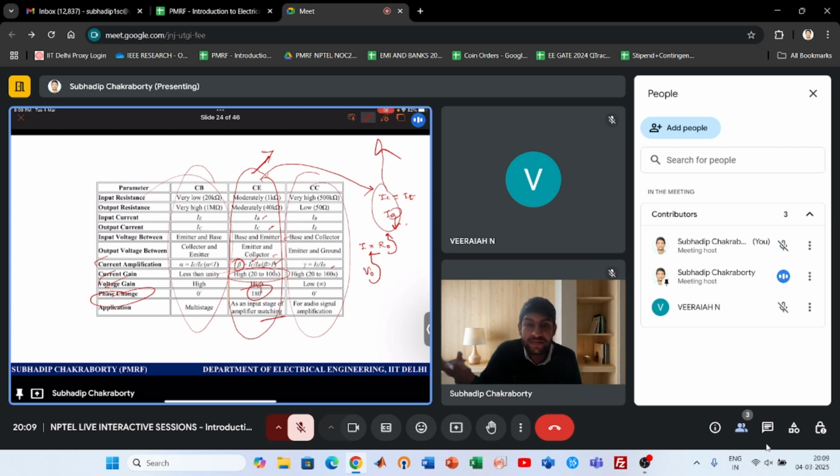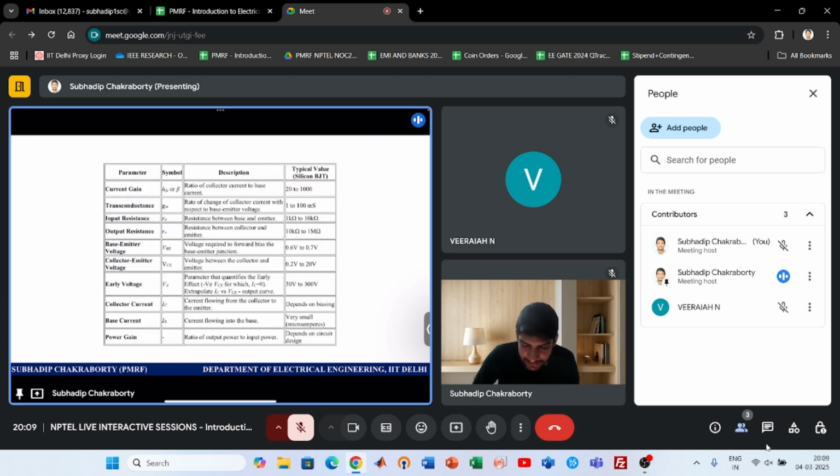Otherwise, you don't have those amplification regions. These amplification regions also need to be properly selected by proper choice of RB, RC, and RE. We'll see some numericals and you will understand.